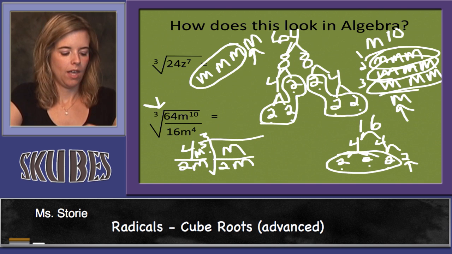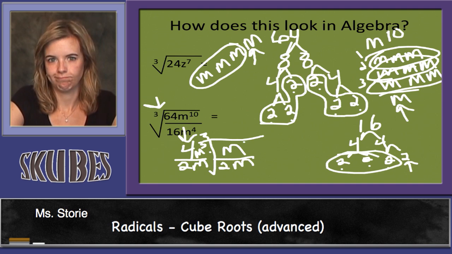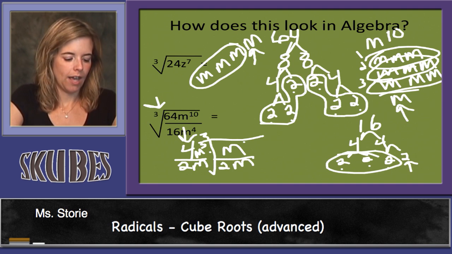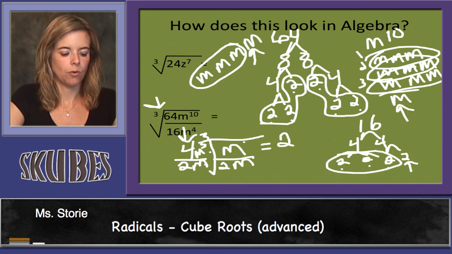However, there's some reducing that can go on here. I've got 4 over 2. I've got m to the 3rd over m. I've got m over m. So, I can take 4 over 2. 4 divided by 2 is simply 2. I've got m cubed up here and m on the bottom. So remember, if you divide exponents, you don't divide, you actually subtract. So it's 3 minus 1, so it's m squared.